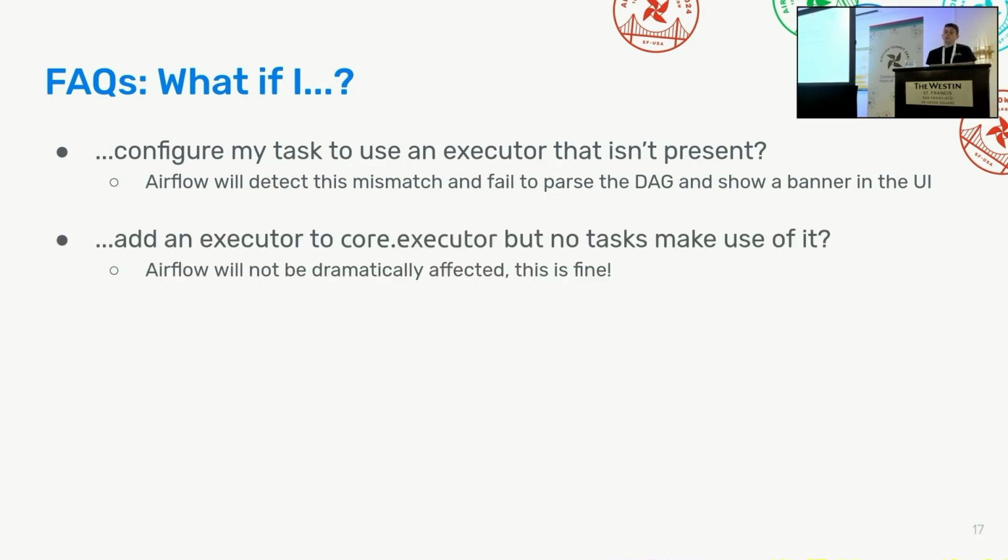And then what about the reverse? If you add an executor to core.executor, so Airflow knows about it and it's initialized, but you have no tasks that are using it. This is totally fine. Airflow is going to start that executor. It's going to call the start method that you all know about now. It's going to initialize that executor, and then it's just going to sit there happily, not getting any work. It's going to be heartbeated every scheduler loop, but that's fine. It should have no tasks to move through or send updates for, so it should be a no-op.